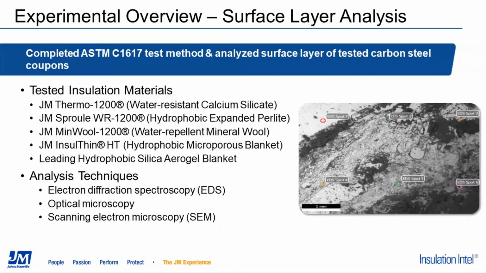So in this analysis, we use the ASTM C1617 corrosion test protocol to look at the corrosion surface layer of typical industrial installations, some with and some without corrosion inhibitors. The materials that we looked at were the JM's Thermo 1200, the JM Sproul WR 1200, JM Minwell 1200, JM Insulthin HT, and then also a silica aerogel blanket. The analysis techniques that we use were EDS, optical microscopy, and SEM analysis.